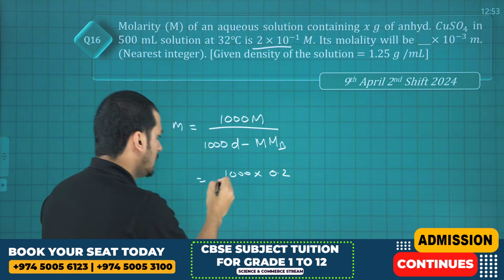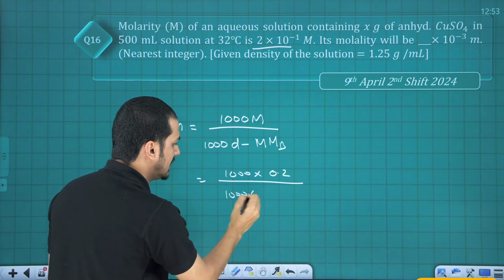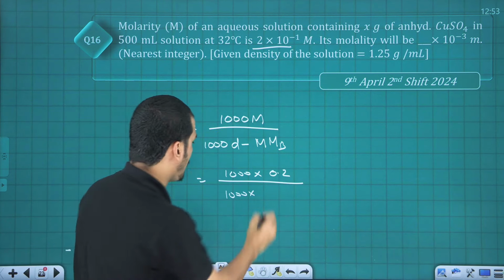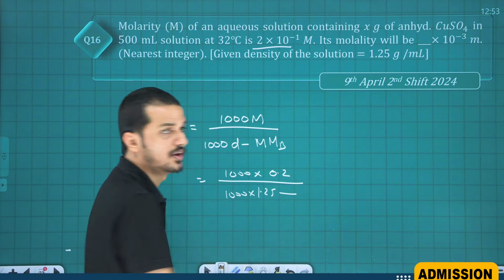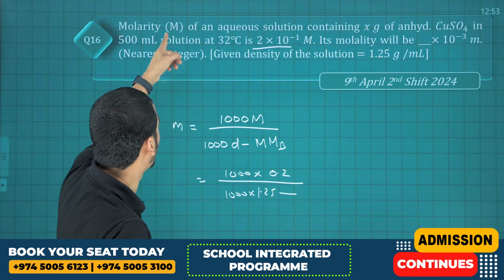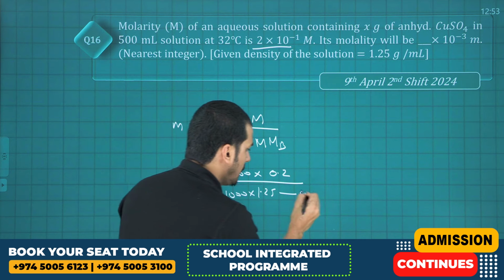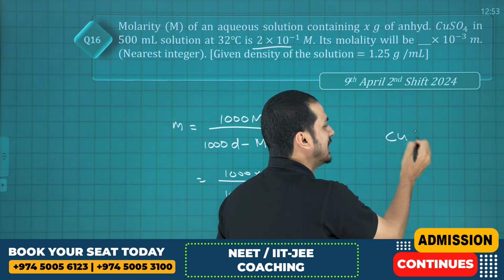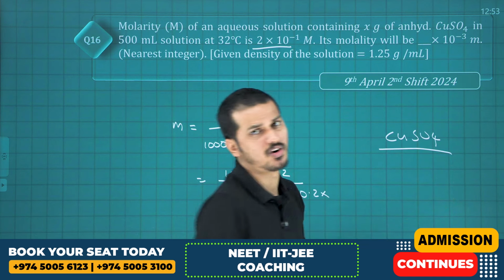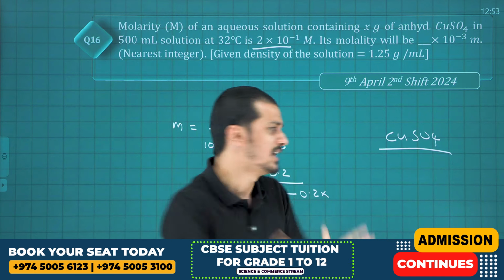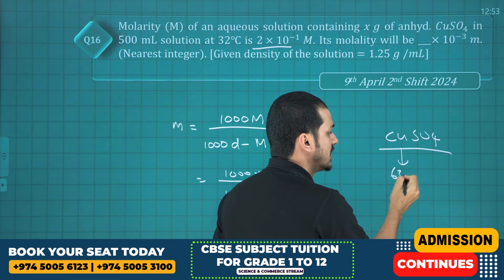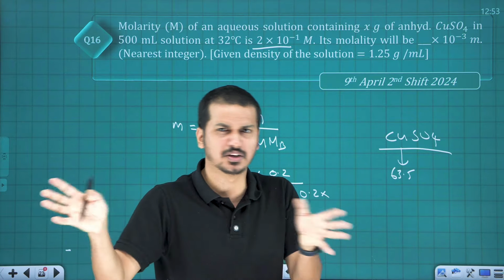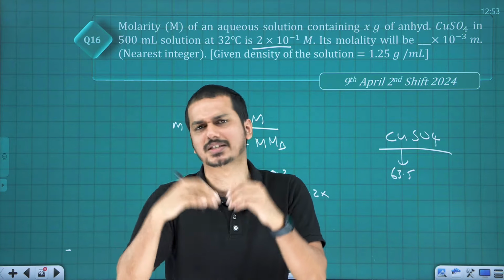0.2 divided by 1000 into density. What's the density? The density value they have given is 1.25, minus M, the molarity again 0.2, into what's the molar mass of copper sulfate? There you need some idea. They didn't give the atomic mass of copper, but you have to remember that it is 63.5. Copper is 63.5 and zinc is 65.3. You have to remember some elements. Atomic mass means it's easy.